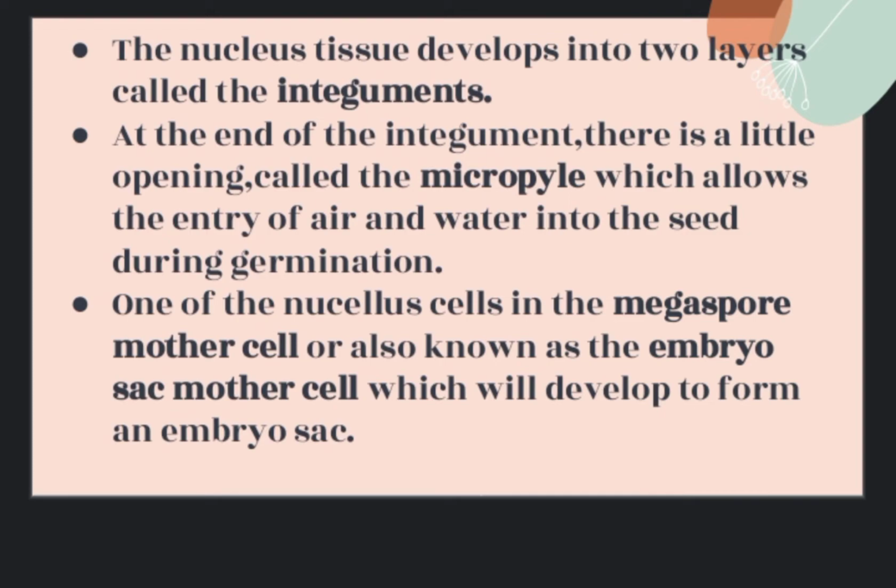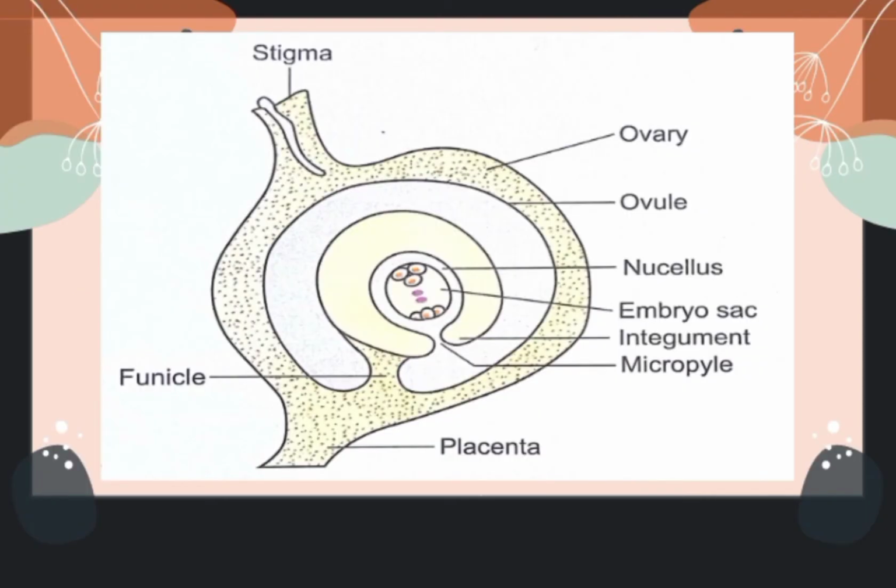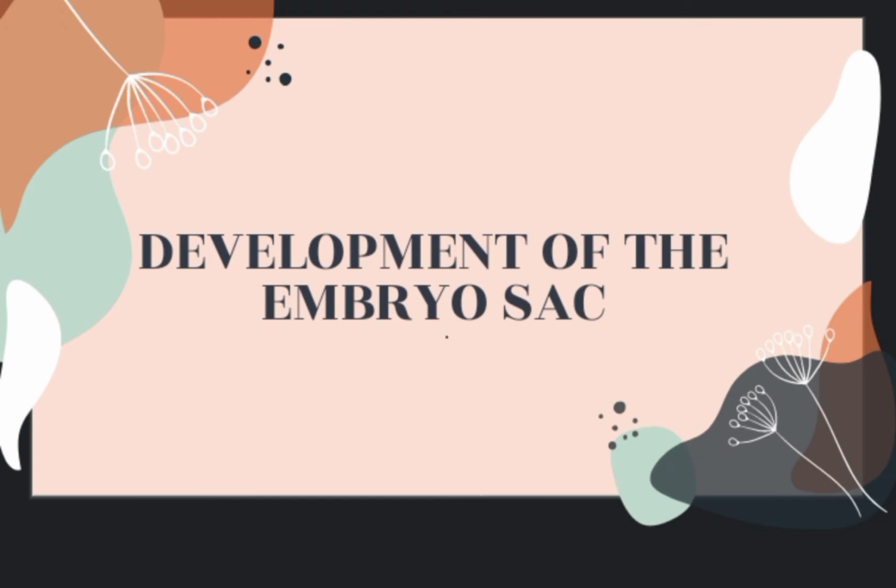One of the nucleus cells is the megaspore mother cell, also known as the embryo sac mother cell, which will develop to form an embryo sac. The diagram shows the structure of a mature ovule. Development of the embryo sac.